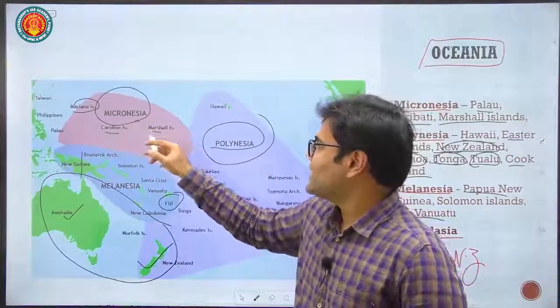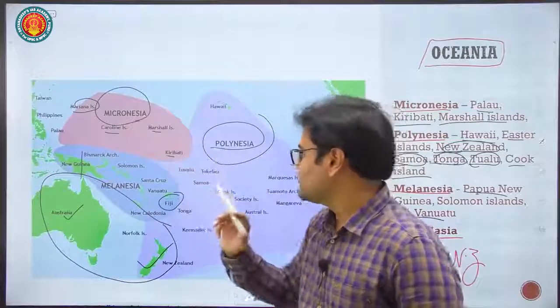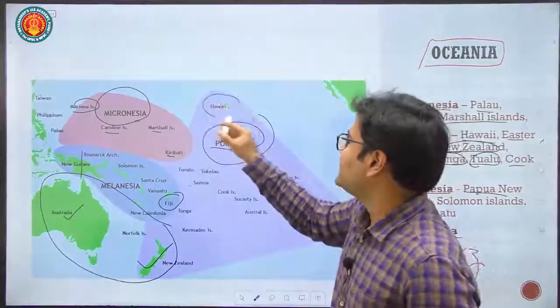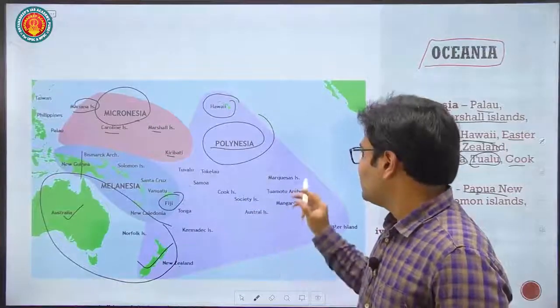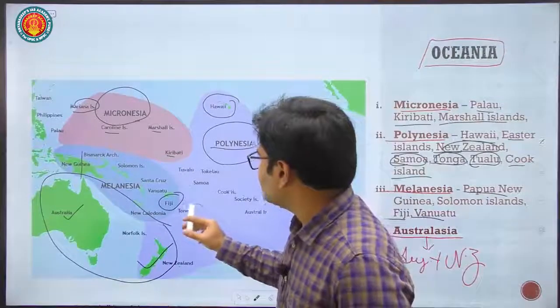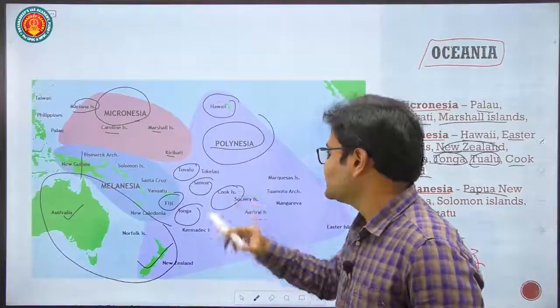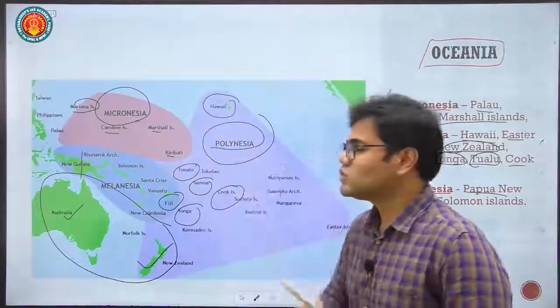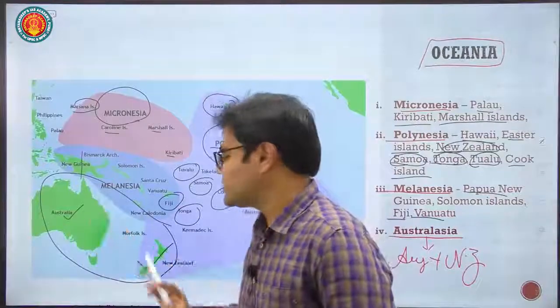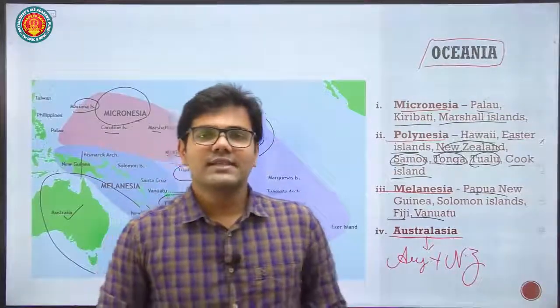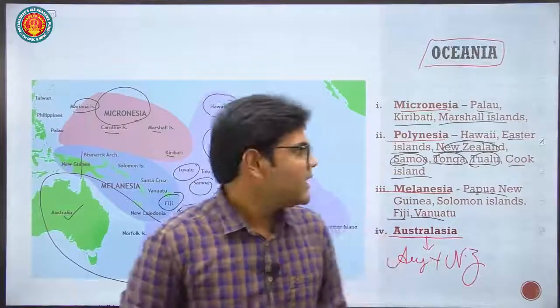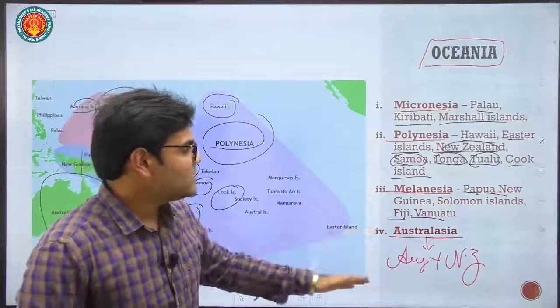the islands of Marshall Islands and Kiribati Islands belong to Micronesia, then Hawaii Islands belong to Polynesia, then we have over here Tonga Islands, Samoa Islands, Tuvalu Islands, and the Cook Islands. So these islands belong to Polynesia, and we have Australia and New Zealand. So in this lecture, we will study in detail the continent of Australia and the country New Zealand. I hope your confusion is clear now.